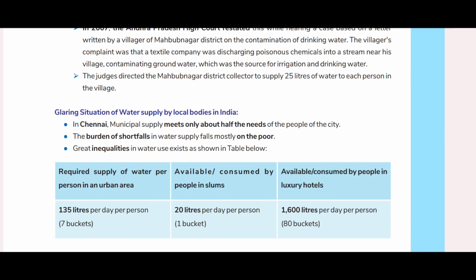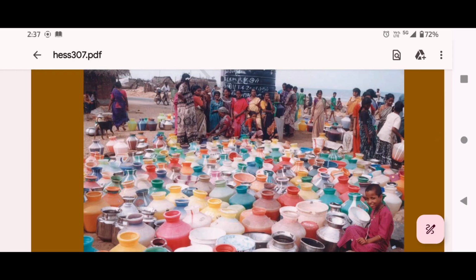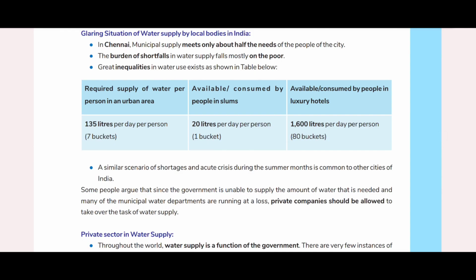Glaring situation of water supply by the local bodies in India. In Chennai, municipal supply meets only about half the needs of the people of the city. Here you can see the image of some women in Chennai lined up because of water scarcity. The burden of shortfalls in water supply falls mostly on the poor people.